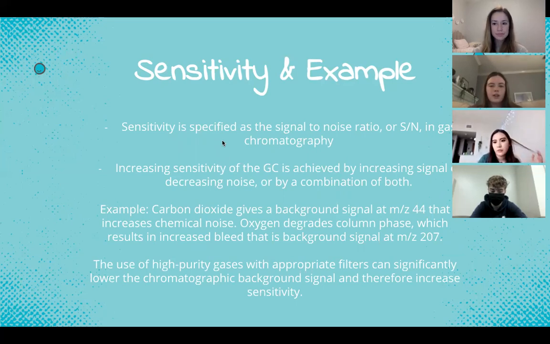Oxygen degrades the column phase, which results in increased bleeding. That is the background signal at MZ207. The use of high purity gases with appropriate filters can significantly lower the GC background signal and therefore increase sensitivity.